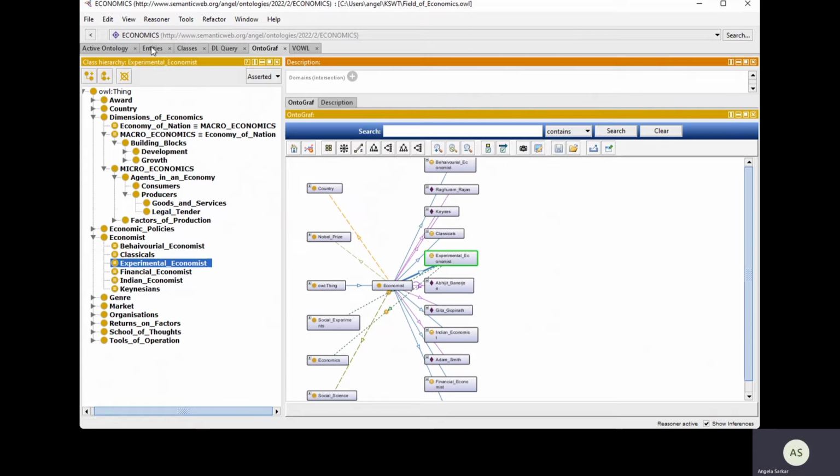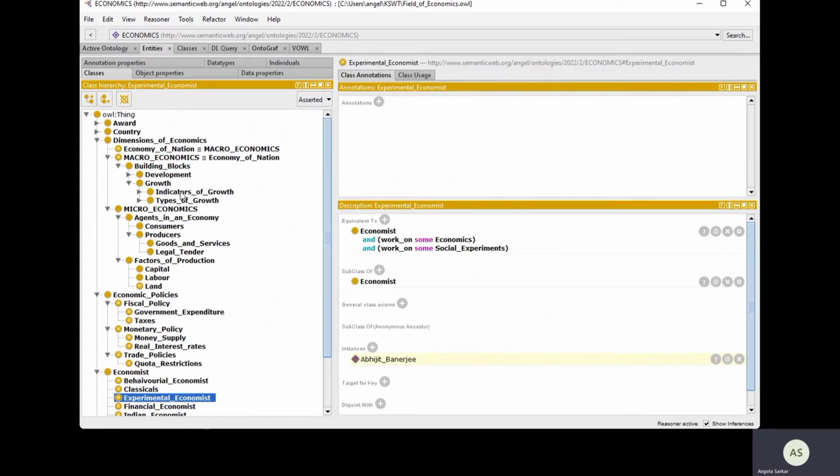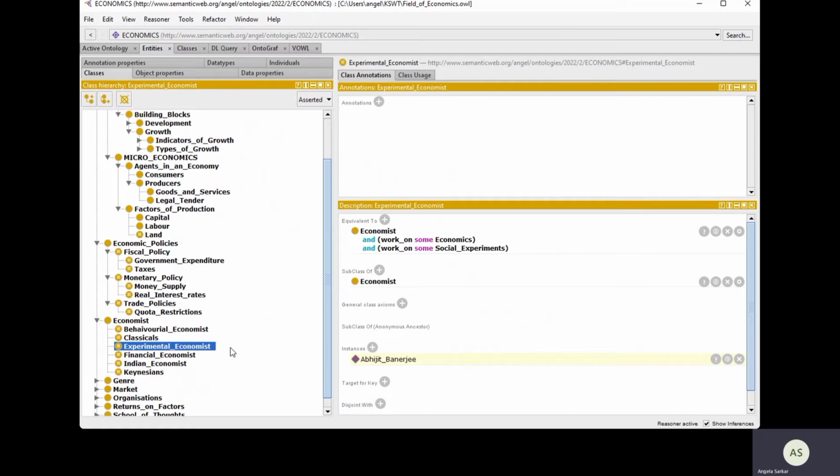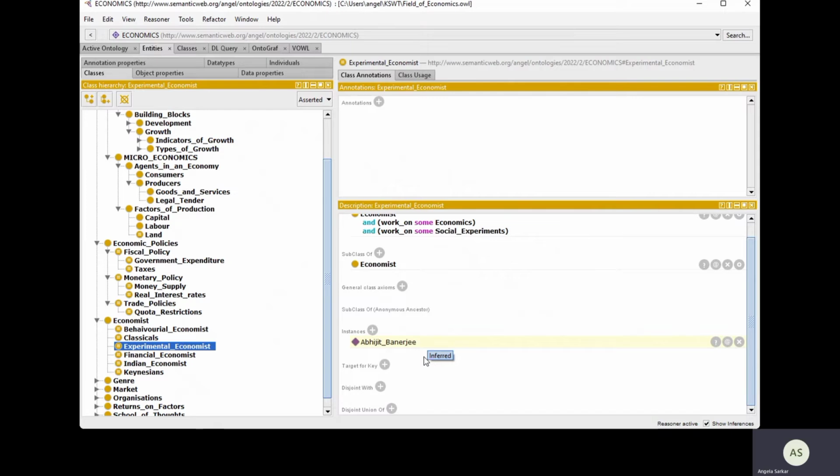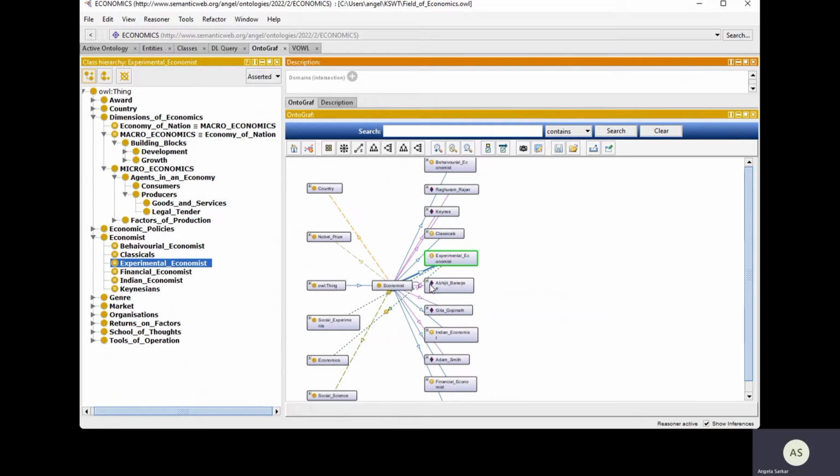Since I have shown this in graphical mode, let's look if it is true or not. Yes, it is true, because here I have defined this class in such a way that it is an economist, and there is some work on economics and social experiment. It is a subclass of economics, and Mr. Abhijit Banerjee is an economist who is an instance of this particular class. So it is exactly what is shown here in the graph itself.